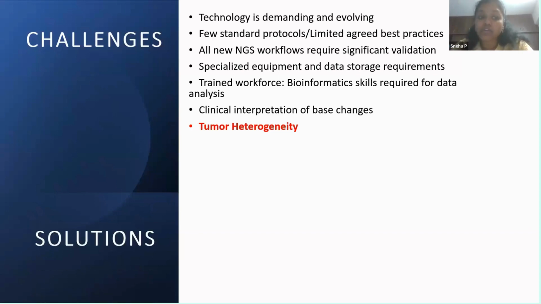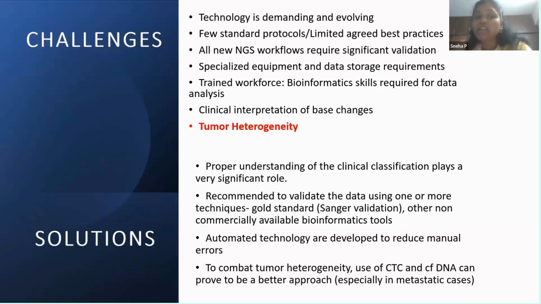Okay, so now how are we going to find solutions? We have to properly understand how we have to validate our variant. What are all the tools available? In case we are not satisfied by one tool, we can use multiple bioinformatics tools to understand. And there are also certain bioinformatics tools that will predict the pathogenicity. Say we have SIFT, we have PolyPhen, and then we have MutationTaster. All these tools will tell whether a mutation at a particular point will cause a disease condition or not. Those in silico tools we can use. And then, to reduce the manual errors, more automated machines are required. So these are some ways through which we can combat the current disadvantages.